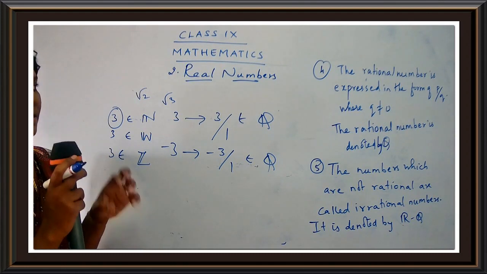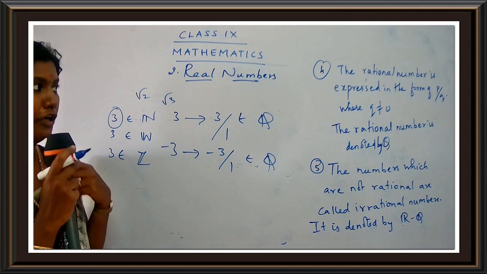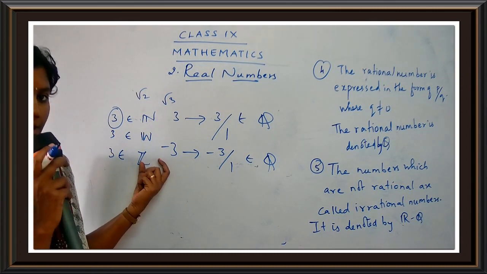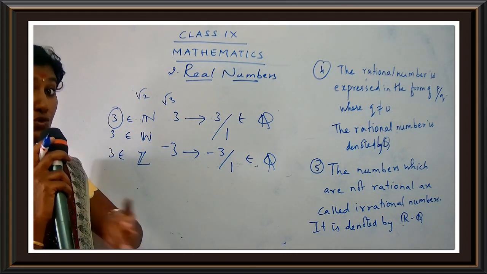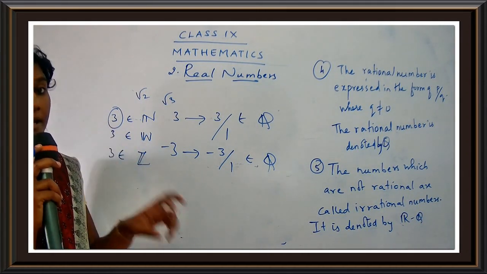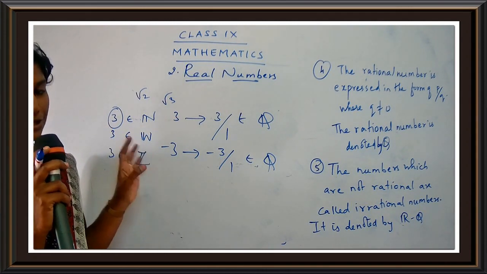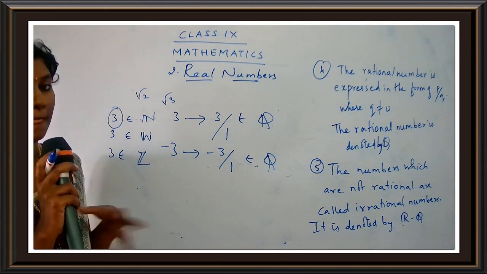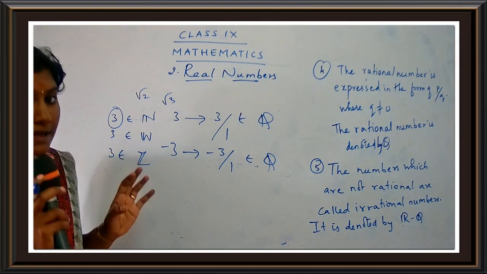So just think that a rational number can include natural numbers, whole numbers, and integers, but with some exclusions. What are the exclusions? One thing, the denominator should not be 0. That is, we cannot take the number 0 in the denominator. If you take 0 in the denominator, that means that particular number is not a rational number. I hope you people are clear with this now.